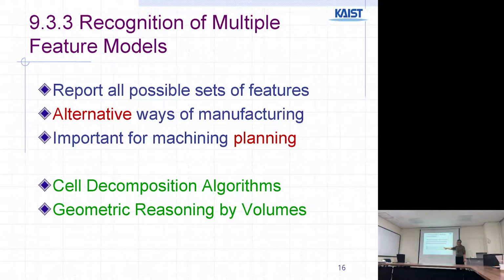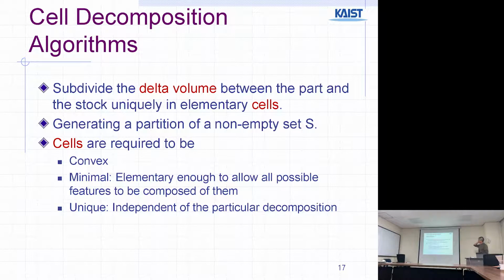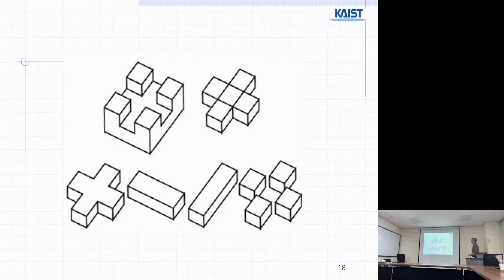There are two ways, cell decomposition and volume reasoning. So cell decomposition. Once again, delta volume is appearing. Subdivide delta volume, divide delta volume into subvolumes, into cells, elementary cells. Right? And then generating partitioning, dividing. And a cell should be convex, minimal, and unique. You'll see the details later. So something like this, simple cells, these small pieces.